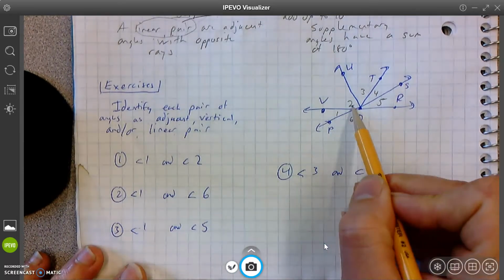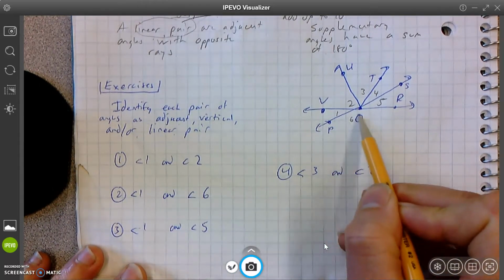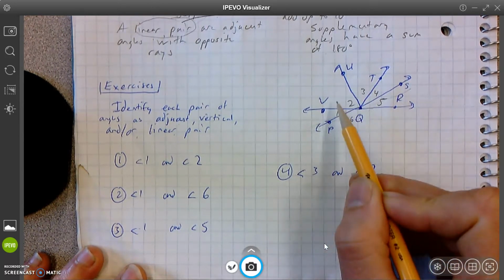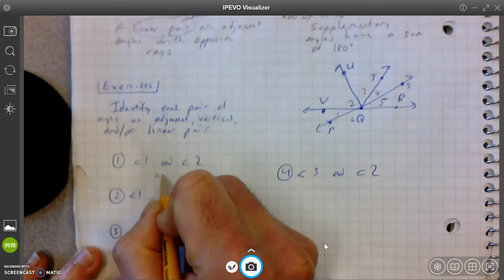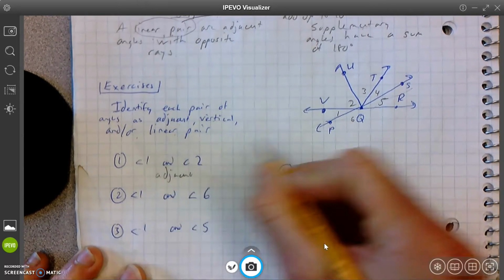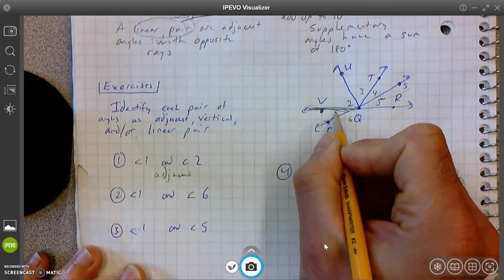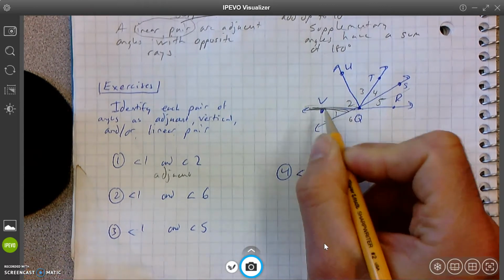So I'm going to use my notes from up here if I need. Angle 1 and angle 2. Well, that's not a linear pair because it's not along a straight line, is it? So if it's not a linear pair, what are 1 and 2? Yeah, those are adjacent. They share that vertex, and they share this side right here. So they share this ray QV.